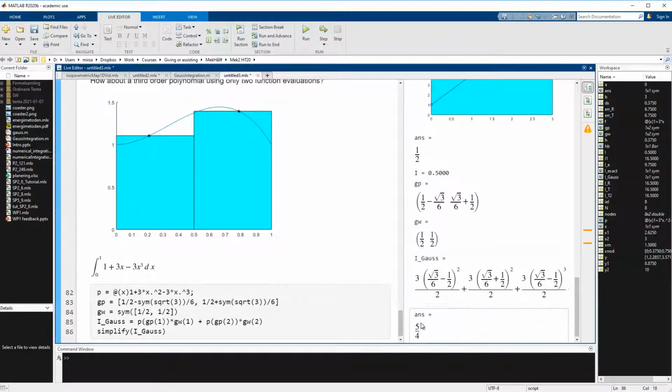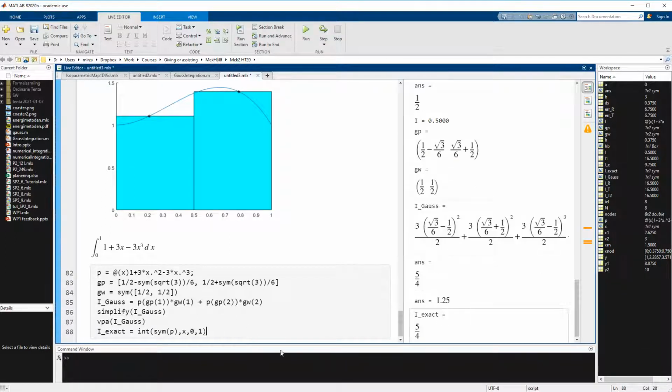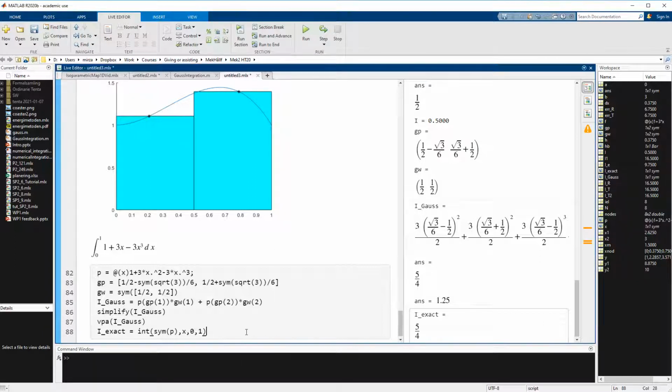If we simplify this, we get 5 over 4. And if we take this into a decimal number, we get 1.25. All right, is this correct? Well, we can take the exact integral and check it. Bam, exactly, it's exact.